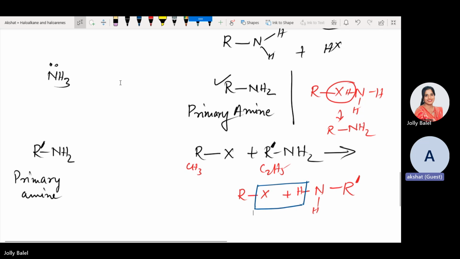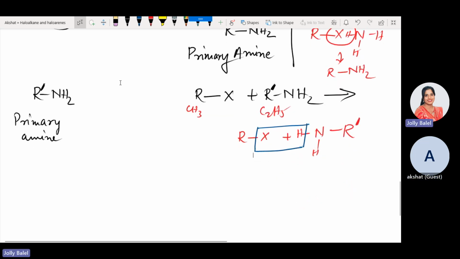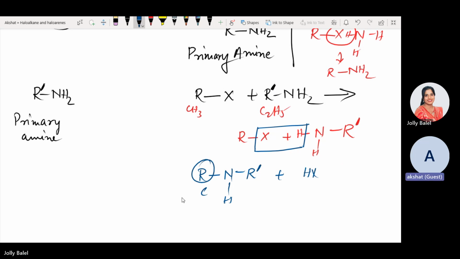R NH2 plus HX. NH2 or only NH? NH. R N H R dash plus HX. So this nitrogen is directly connected to how many carbons? Two carbons, and this R is an alkyl group. So whenever a primary amine reacts with an alkyl halide, it gives a secondary amine.